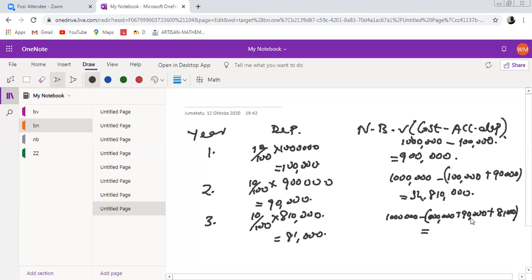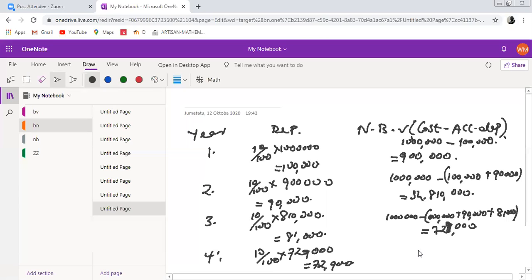1 million minus 90,000 minus 100,000 plus 90,000 gives 721,000. Sorry, 729,000. So when we go to year 4, the depreciation will be 10% times 729,000. You get 72,900.